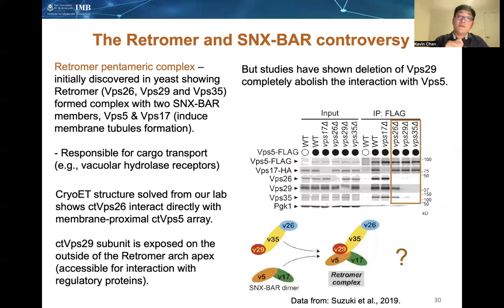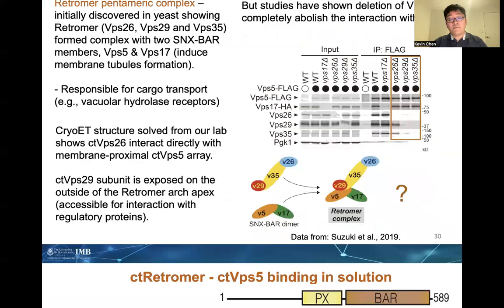The reason is there are many studies, including some more recent ones, that keep showing that it is the deletion of VPS29, but not VPS26, that will completely abolish the interaction with VPS5. So they think the model doesn't match the data so far, and they even propose a different type of model, where it is actually VPS29, close to the membrane surface, that contacts VPS5. So what's going on here?